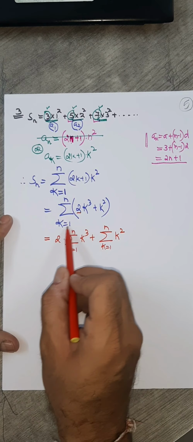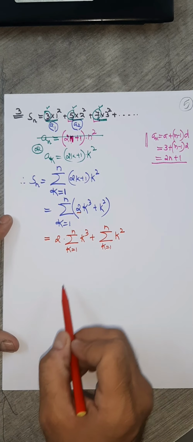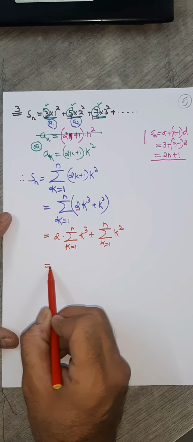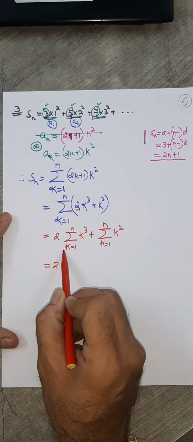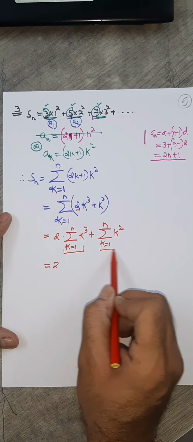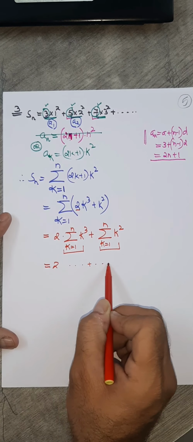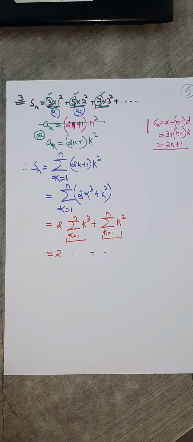Clear? 2 times sigma k cube, sigma k square. Okay. Now you can do it. Just place the value for this and simplify. I leave it for you, not a big task. Now you can do it. I'm sure I did it twice.